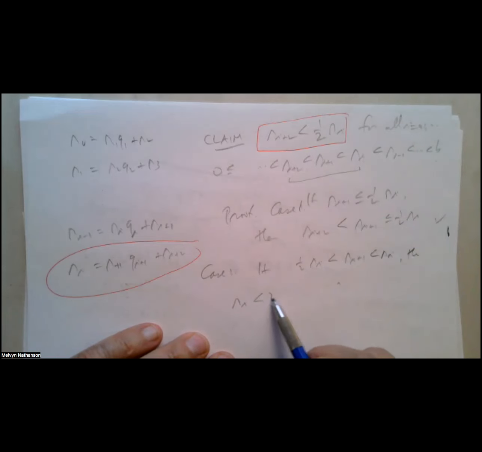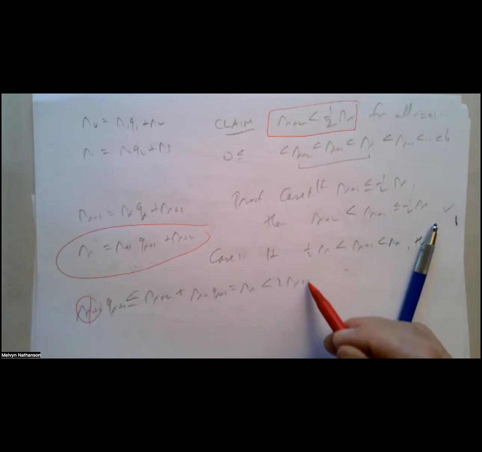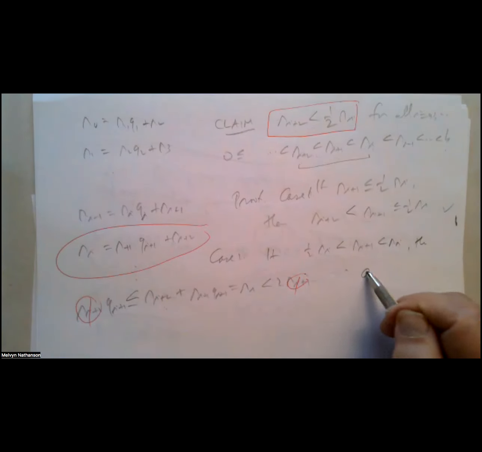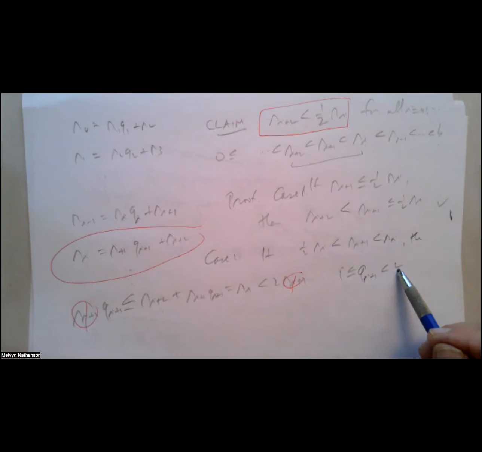R_i is less than 2 R_{i+1}, but R_i is R_{i+1} Q_{i+1} plus R_{i+2}. This is non-negative, so this is greater than or equal to R_{i+1} Q_{i+1}. So R_{i+1} Q_{i+1} is less than 2 R_{i+1}. If I cancel the R_{i+1}s, I get that Q_{i+1}, this quotient, is less than 2, but it has to be a positive integer.